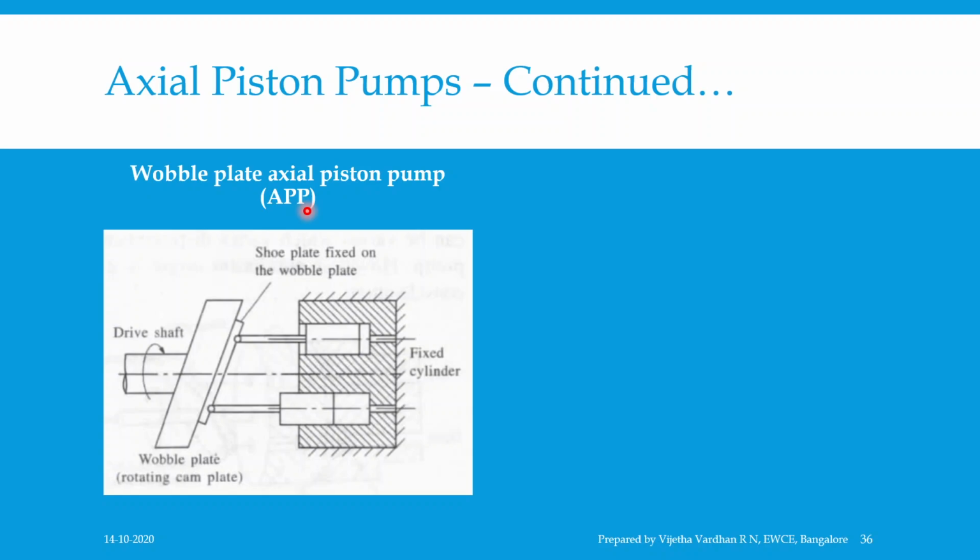Let us understand. The driver rotates the swash plate and the shoe plate fixed on that moves the piston in and out, thus reciprocating inside the bores of the cylinder. The arrangement of the various parts of the wobble plate axial pump is shown in this figure over here. And this wobble plate is also referred to as a rotating cam plate, since the angle of the wobble plate is fixed and the displacement is also fixed.